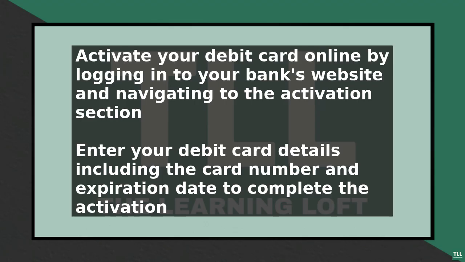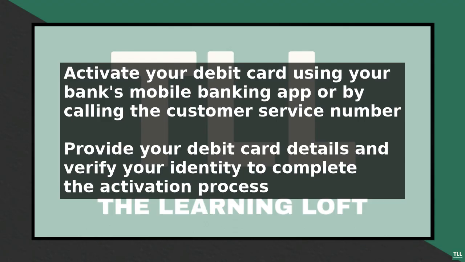process. Alternatively, you can activate your debit card using your bank's mobile banking app. Simply log into the app, select the debit card activation option, and enter the required details to complete the process. If you prefer to activate your debit card over the phone, call your bank's customer service number and follow the automated prompts to complete the activation process. You will need to provide your debit card details and verify your identity to complete the activation.